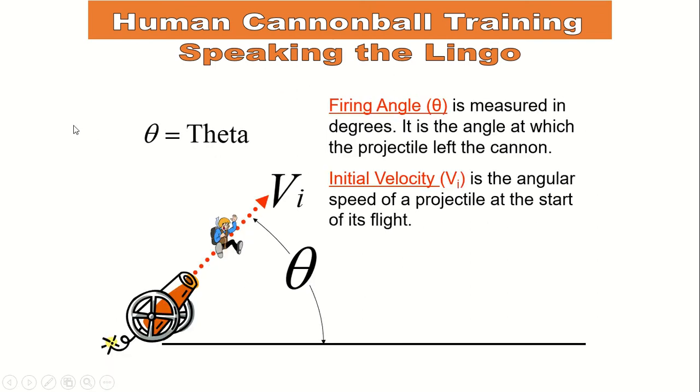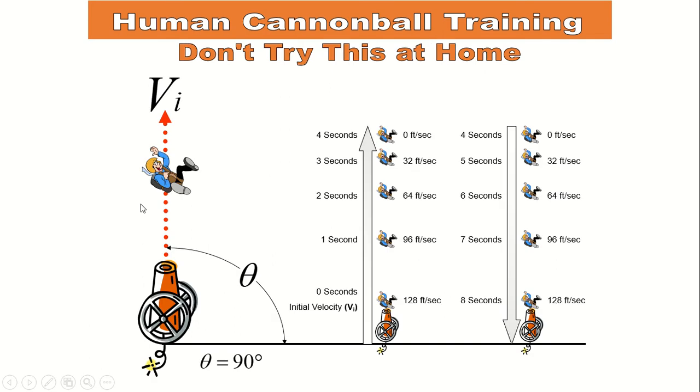So when we launch him, here are our variables. We have the Greek letter theta, that is our firing angle. And we have v sub i, the initial velocity. That's the speed at the instant he leaves the cannon. As he goes up, gravity will pull against him and he will slow down. So the fastest he's going upward is right when he leaves.